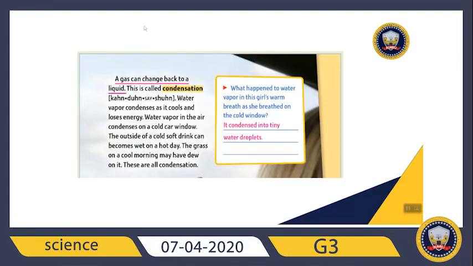Well, let's answer this question. What happens to the water vapor in this girl's warm breath as she breathes on the cold window? Well, the answer is it condenses into tiny water droplets. Again, what happened to the water vapor in this girl's warm breath as she breathed on the cold window? It condensed into tiny water droplets.